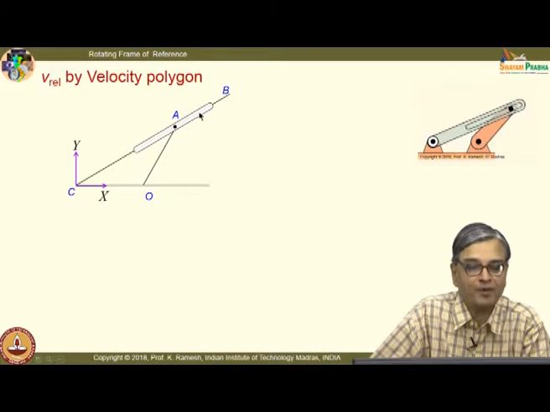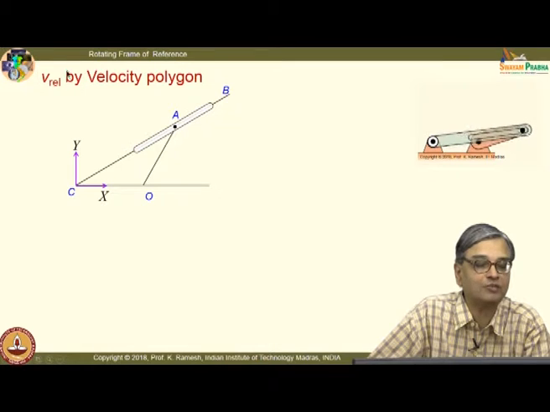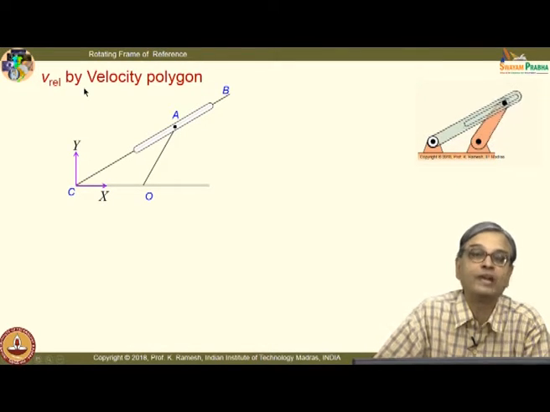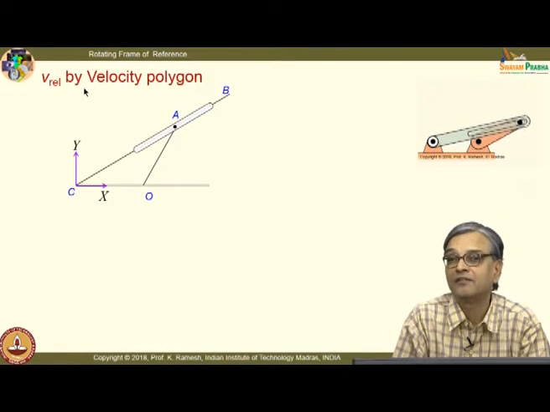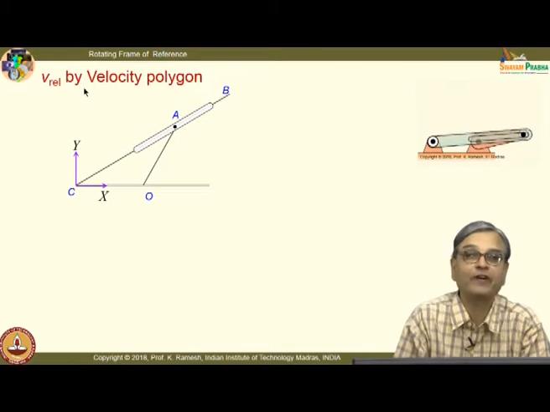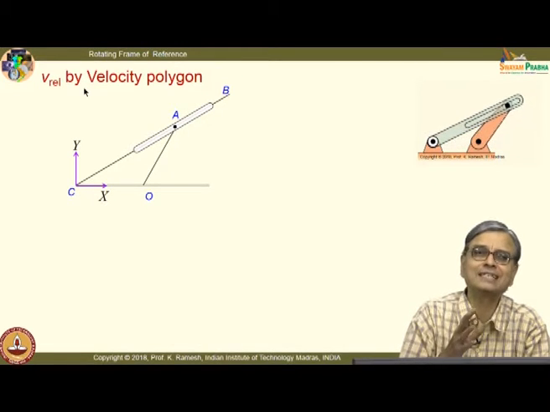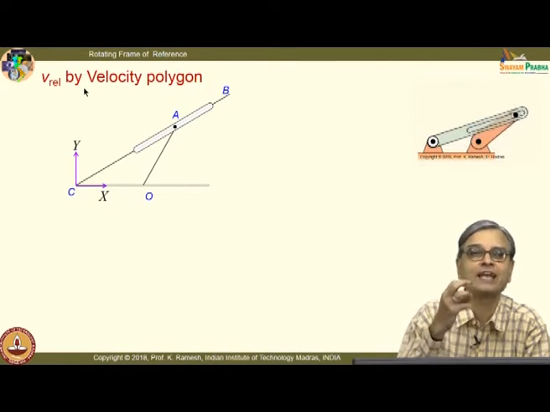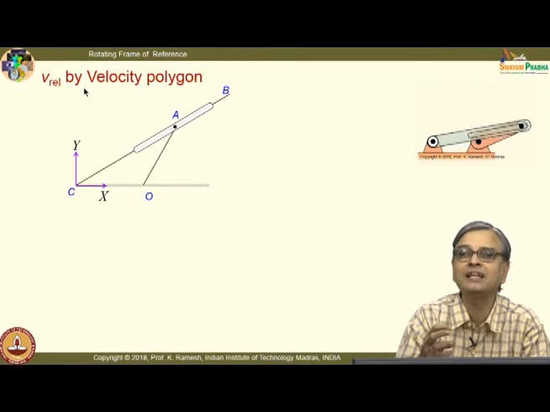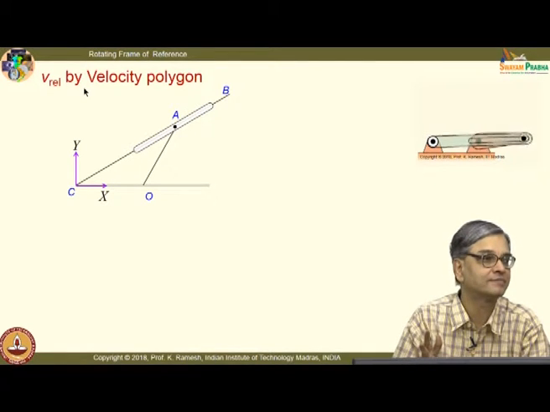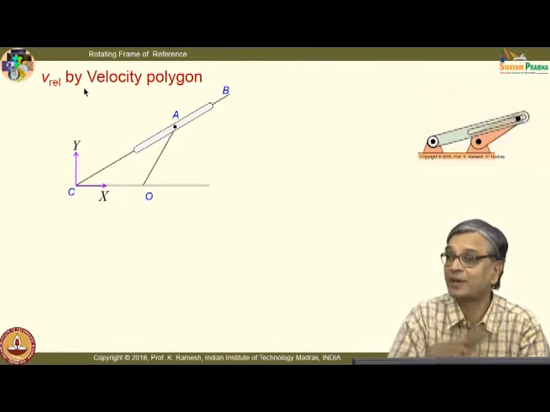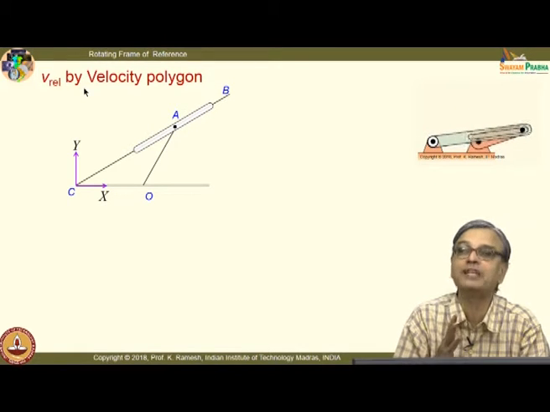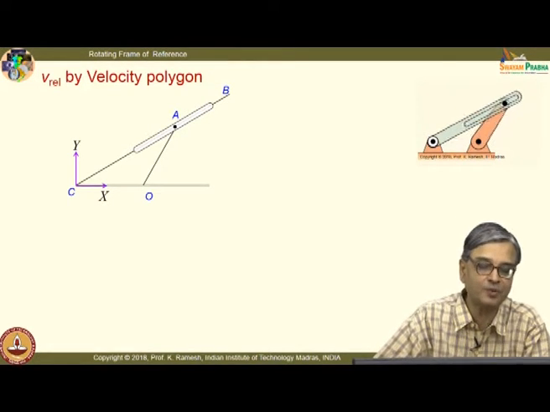When I have a problem like this, there is no restriction that I should find out the relative velocity only by a rotating frame of reference. You could also bring in your velocity polygon approach and find out. The focus is that you try to understand what kind of motions happen in the problem that you are solving. The focus is on visualization first, not application of mathematics. Visualization is very, very important. That is why we take up very simple problems.